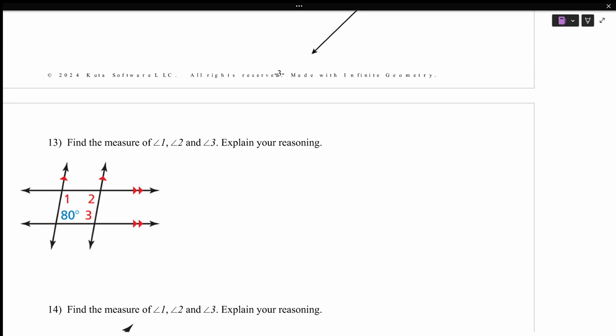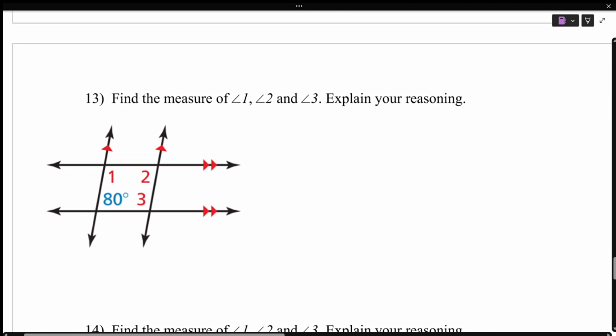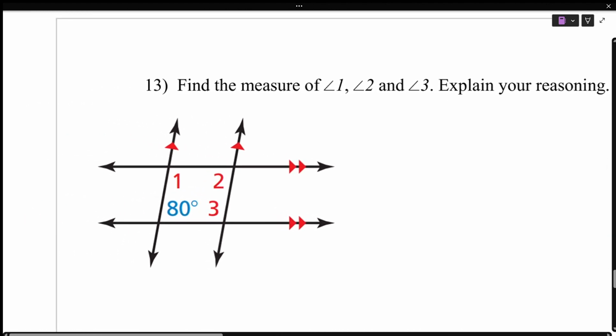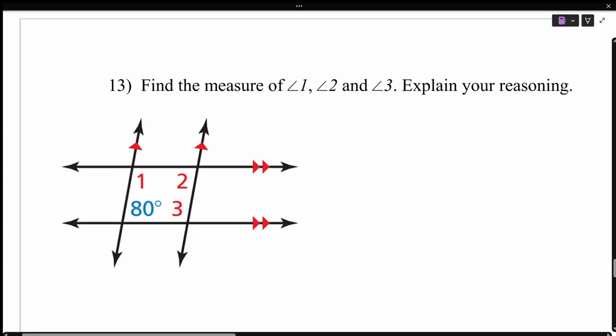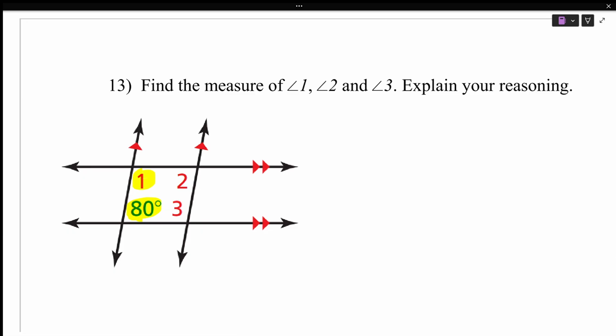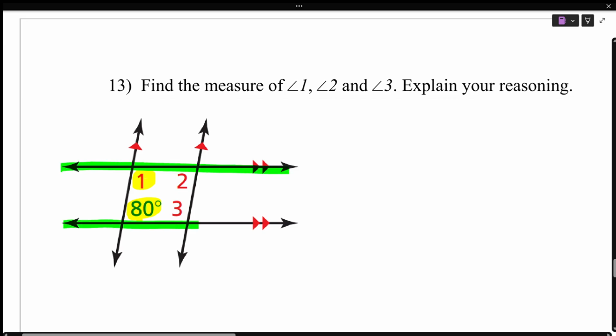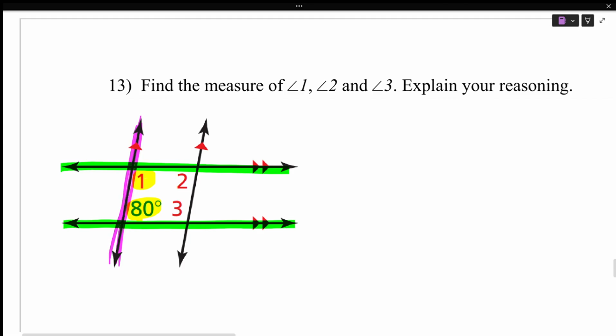Okay. Find the measure of angle 1, 2, and 3. Explain your reasoning. So, okay, this is where it gets a little bit tricky, right? Let's start with what's given to us. We have 80 degrees here, and then let's start with angle 1. We have our two parallel lines here, and then we have our transversal line here. So again, just try to ignore this part. Let's look at the lines that we highlighted and the angles we highlighted.